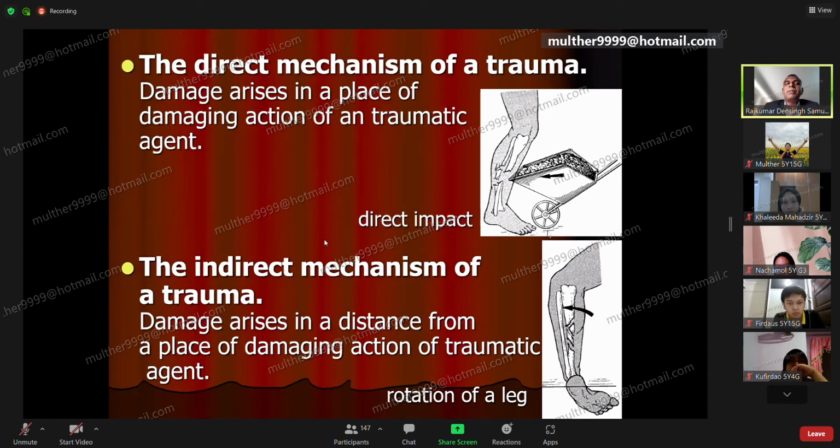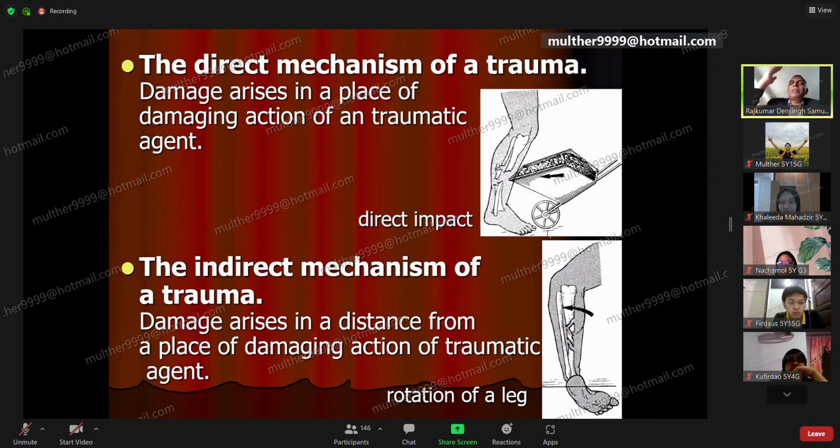What is indirect mechanism of trauma? External force that we can see over here. Yeah, external force acts in one place, distance away from it, you get a trauma. This is a little bit complicated to understand. So for an example, if somebody holds a hand and rotates your hand, you have dislocation of your shoulder. Maybe it is an indirect mechanism of trauma.